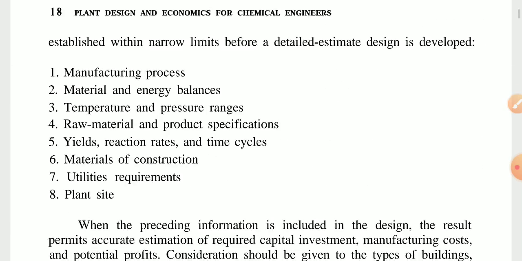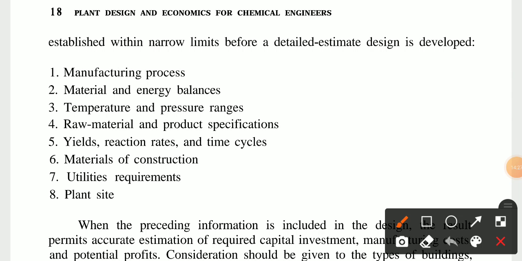Okay, this is a simple criteria, and the detailed estimate design to be developed. These points you should look at once. These are: manufacturing processes, material and energy balances, temperature and pressure range, raw material and product specification, yield, reaction rate, time cycle, material of construction, utilities requirement and the plant site. Write down these 8 points once.